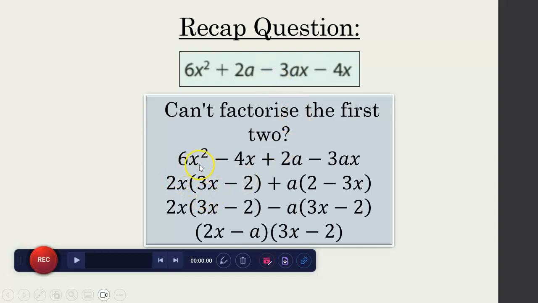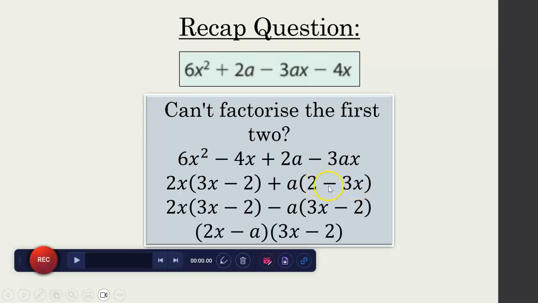What's the highest common factor of 6x squared and minus 4x? Well, I can divide both of them by 2, and I can divide both of them by x. That's what's going to be left over. So 2x by 3x is 6x squared. 2x by minus 2 is minus 4x. Then I took out an a for both of these. I can't take out a number because, look, it's 2 and 3. What number divides into 2 and 3? Well, 1 is the biggest thing, so it's just going to be 1a.